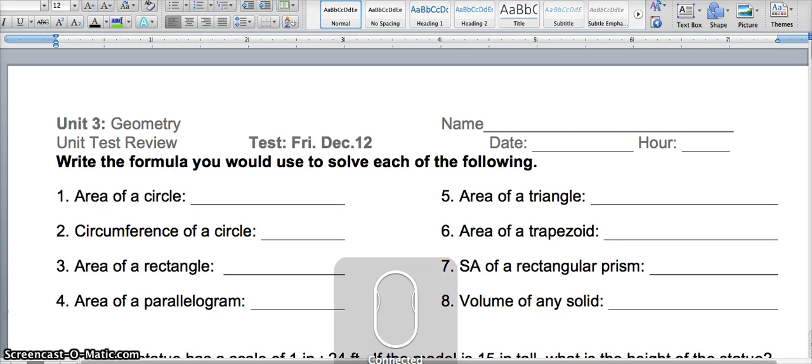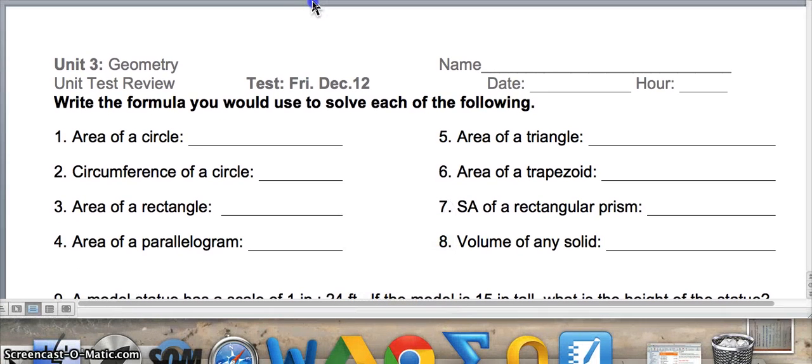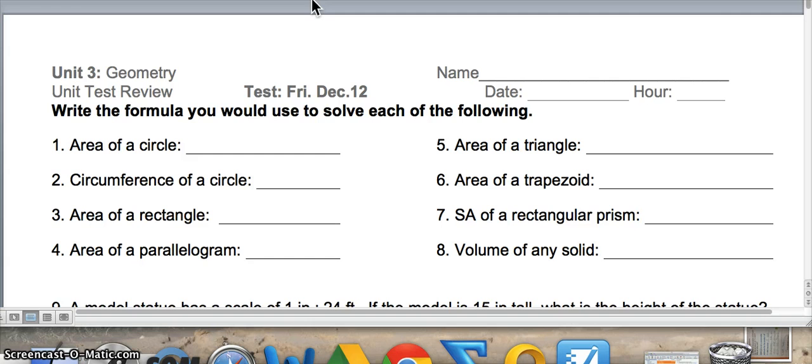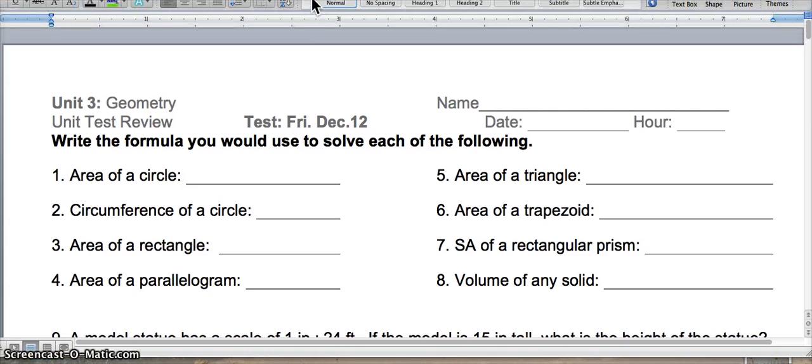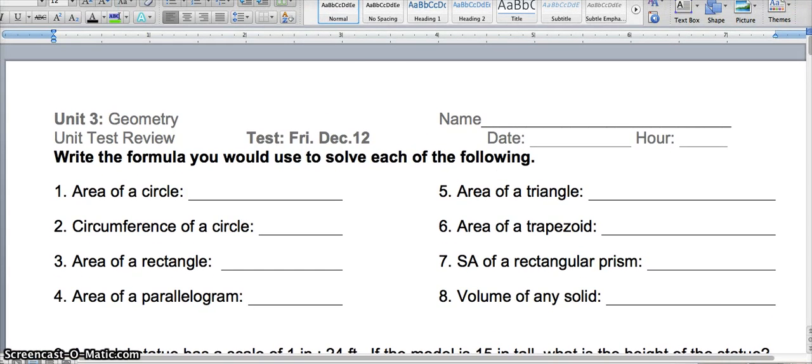Hello, ladies and gentlemen. We are down to one of our last couple of nights to review for your test. And one of the things that you're going to need to know for your test will be these different formulas. So we want to take some time and make sure that you have a good list of formulas to work from. And starting with number one, to find the area of a circle.